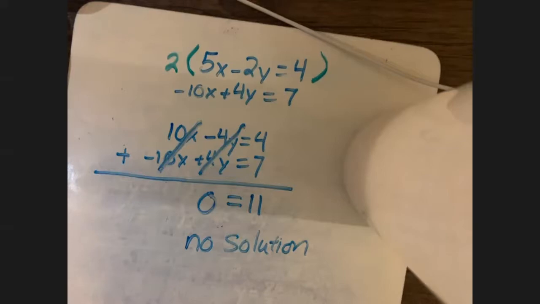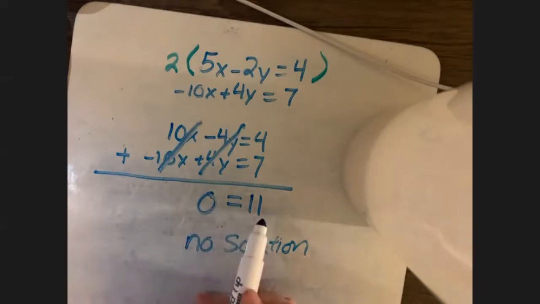So if all of your letters go away, that's your hint. If all of my x's and all of my y's cancel each other out when I do the combining, however that is, whether it's substitution or elimination, and the only thing I'm left with is just numbers, I am looking for how those numbers interact with each other. So in this case, I've got nothing equals 11. That can't happen. That means I'm in no solution.